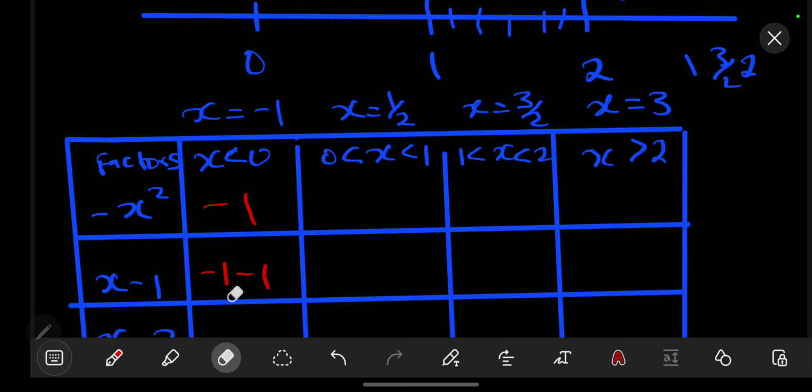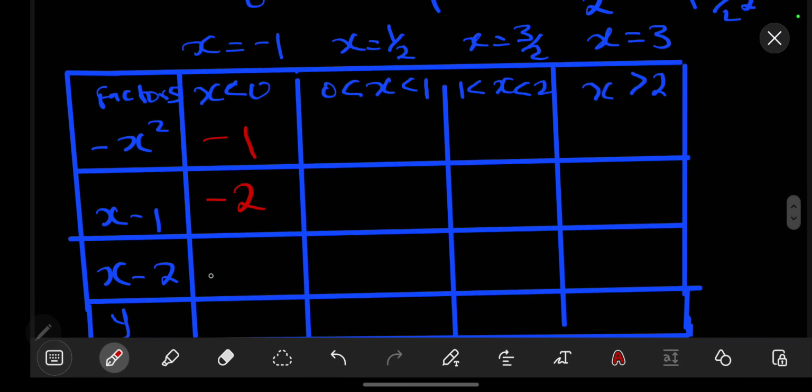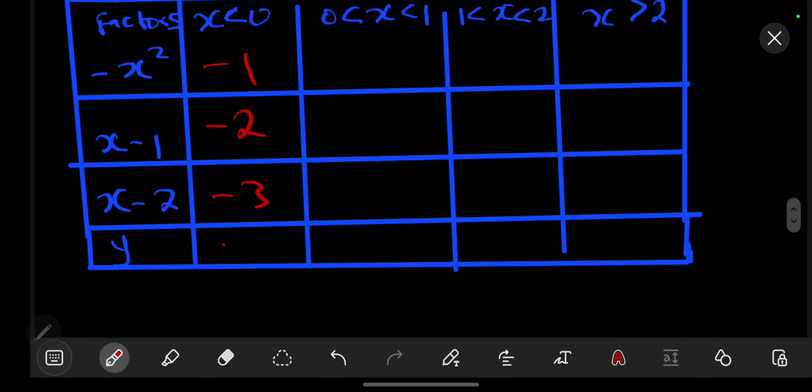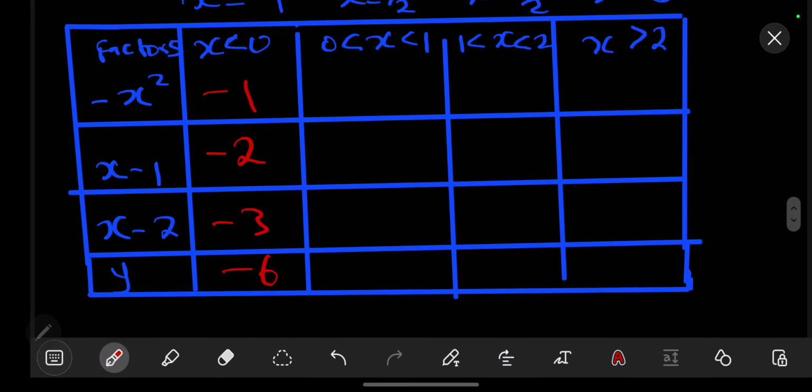This will give us a negative 2, so we are going to write negative 2 like that. We get this one, we put it here, it will be negative 1 minus 2. This will give us a negative 3. So negative 3 by negative 2, that's positive 6, times negative 1, that will give us a negative 6, like that.